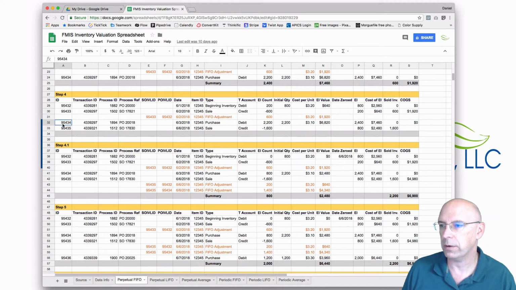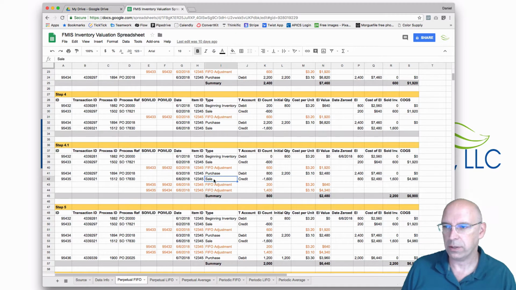Let's look at it up here. This is our 2,200 that we brought in. So we'll take 1,400 out of this line. When we do that, 1,400 out of this line leaves us with 800. We have an ending inventory count of 800, ending inventory value of 2,480.